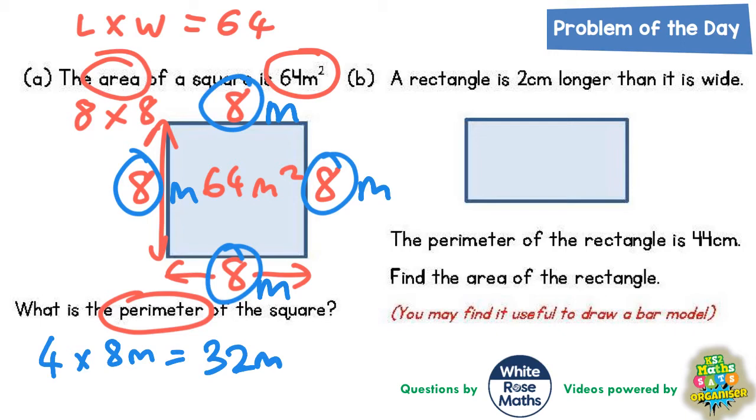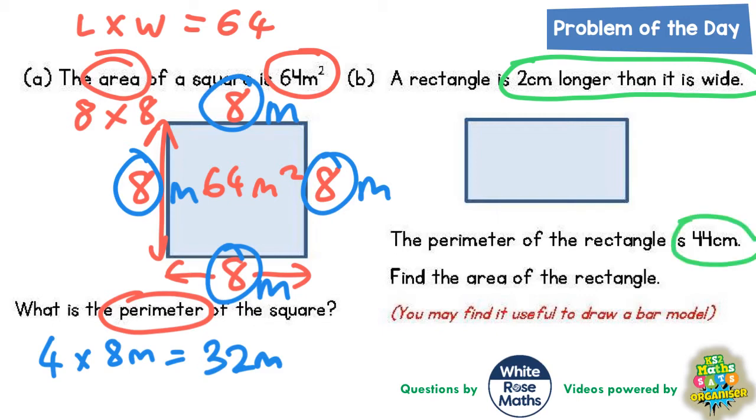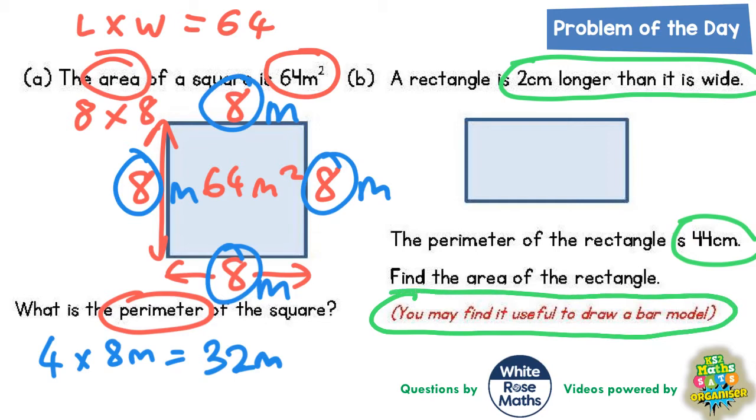Now for question B, we have a rectangle, and it says a rectangle is 2 centimetres longer than it is wide. The perimeter of the rectangle is 44 centimetres. Find the area of the rectangle. Now it does say you may find it useful to draw a bar model, so we'll give that a go.